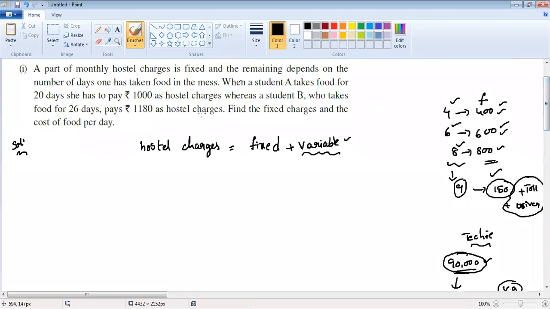Now, as a part of this, hostel charges are fixed plus variable. If you take 20 days, we don't know how much has to be paid, but she is paying totally 1,000 rupees. Are you understanding, ma'am? Yes, sir. A part of the monthly hostel charges is fixed and the remaining depends upon the number of days one has taken food in the mess. Now, can you tell me how to do this sum? Because your idea is important.